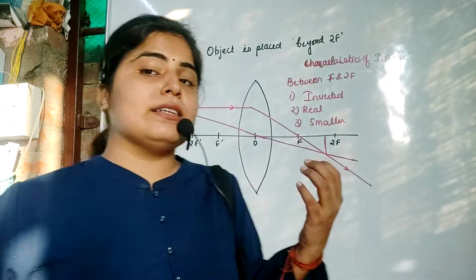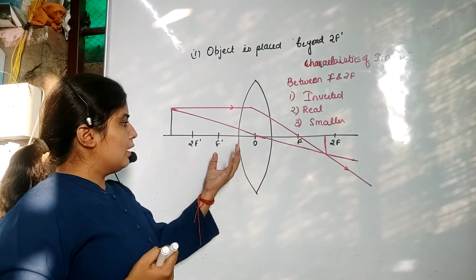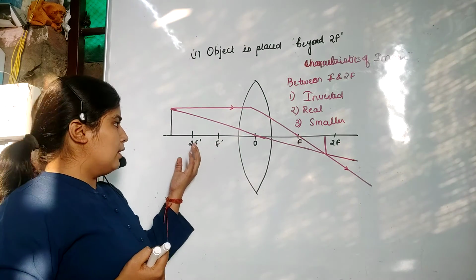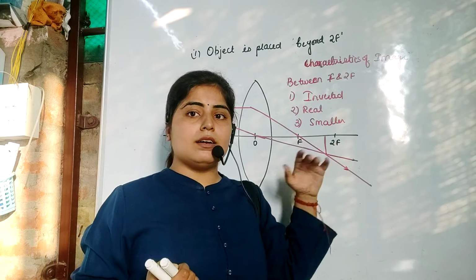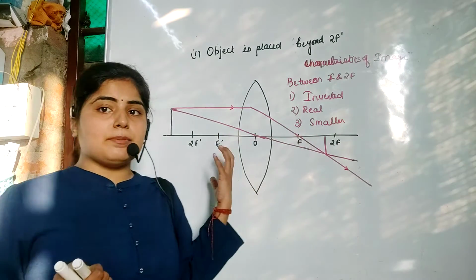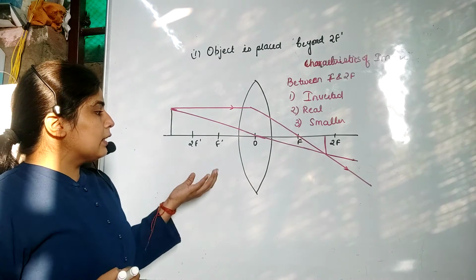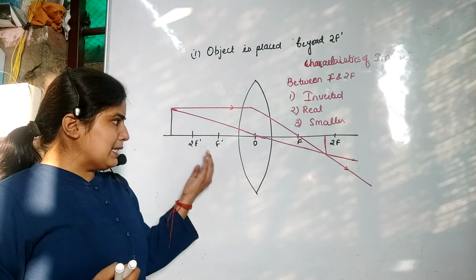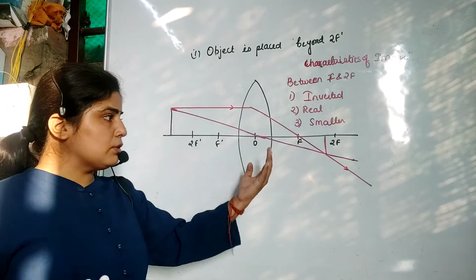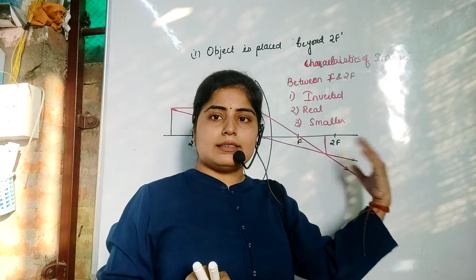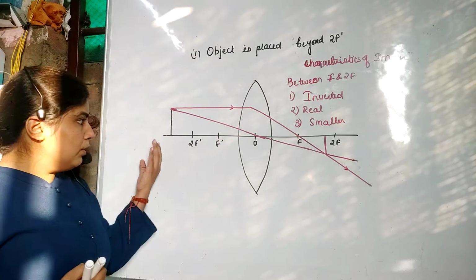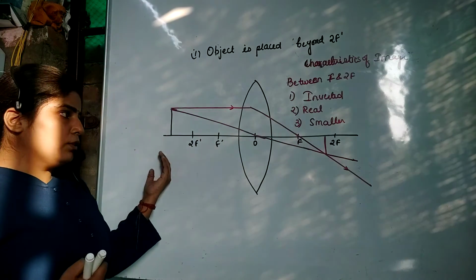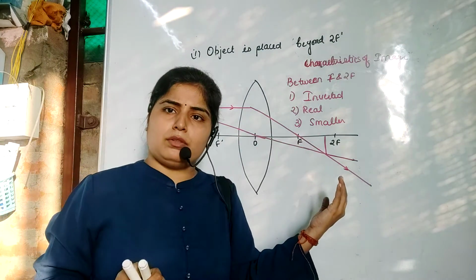So we have observed one thing. Whenever we were placing the object just like at focus and in between F and 2F, then the image will form at a very far distance as compared to the object. So you saw that if you place the object near the lens, the image is formed at a greater distance, and if you place the object at a greater distance from the lens, then the image is formed near.